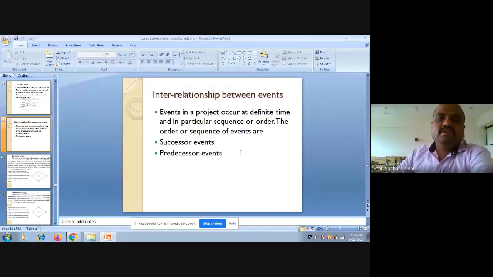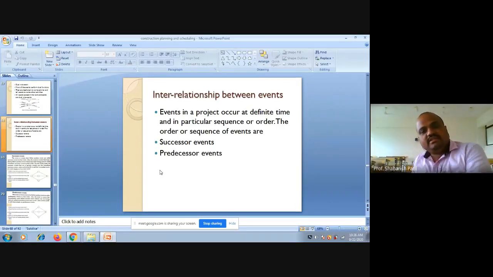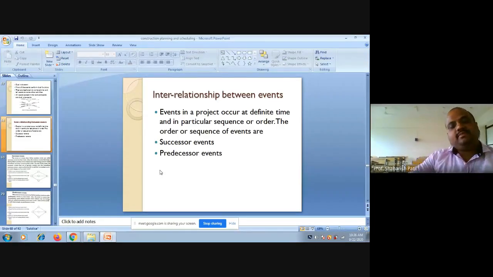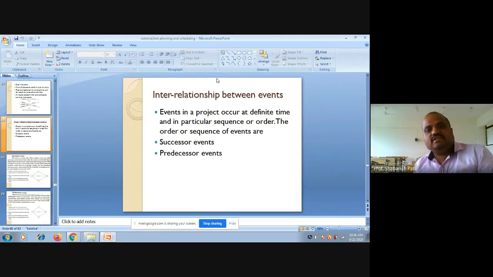Next, we'll discuss the interrelationship between the events. Events in a project, of course, occur at definite times and in a particular sequence or order. And the order or sequence of these events can be categorized as a successor event and a predecessor event. So we will have another set of types of events based on the interrelationships between the events. That is successor events and predecessor events.